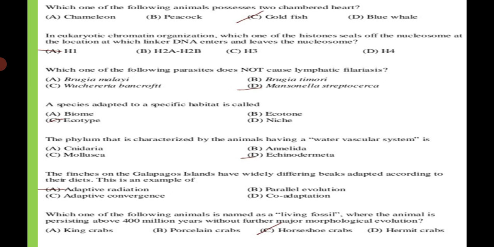Horseshoe crabs are not actually crabs. They are much more closely related to spiders and other arachnids than they are to crabs or lobsters. So the answer to this question is horseshoe crabs. Cyanobacteria are also considered living fossils, emerging about 3.5 billion years ago.